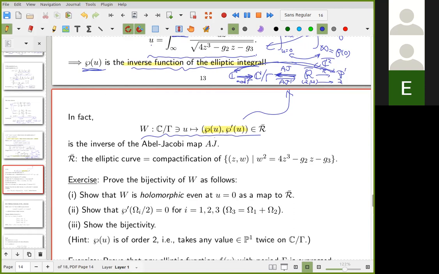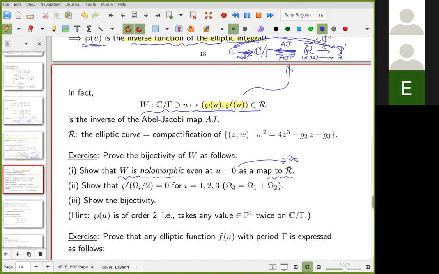And first, this P of U has a pole, so this is not holomorphic as a usual function on the complex plane, but we are mapping to the compactification of the Riemann surface. So actually it is holomorphic even at the pole, because the pole corresponds to the infinity of the elliptic curve. We have to check what the coordinate at infinity is.